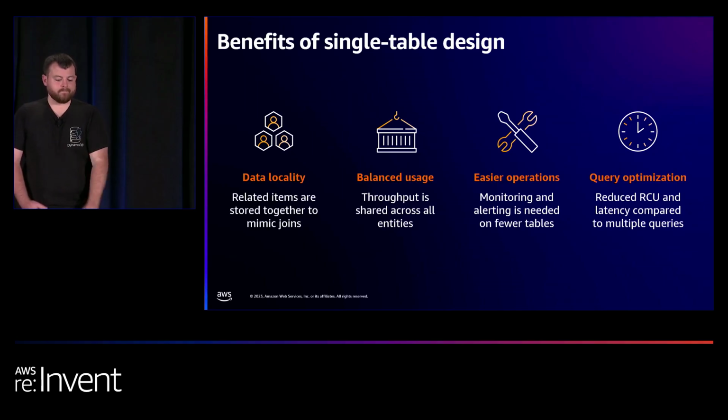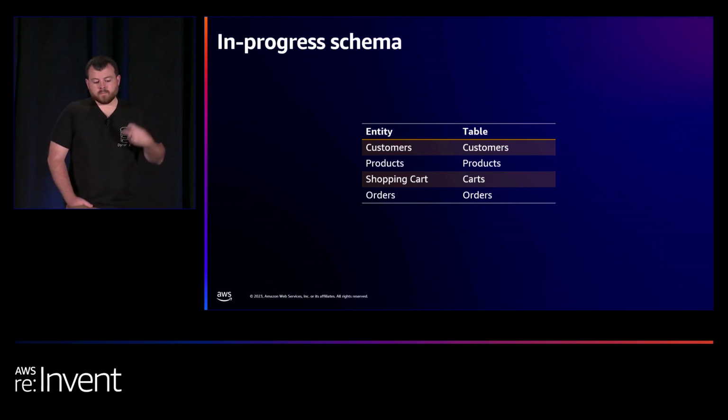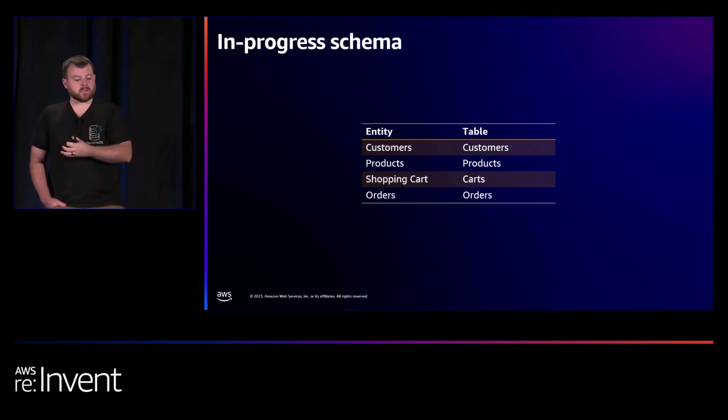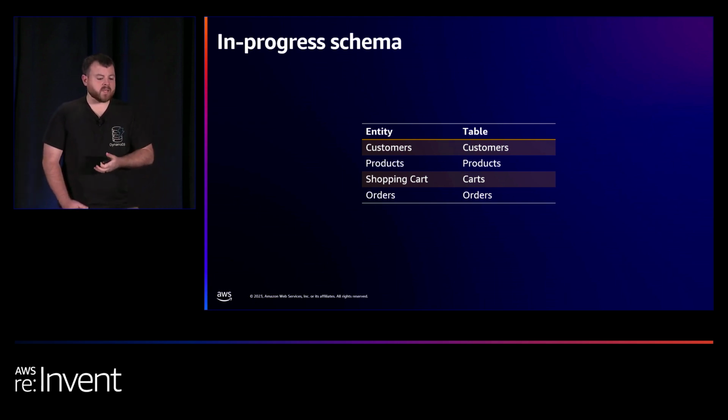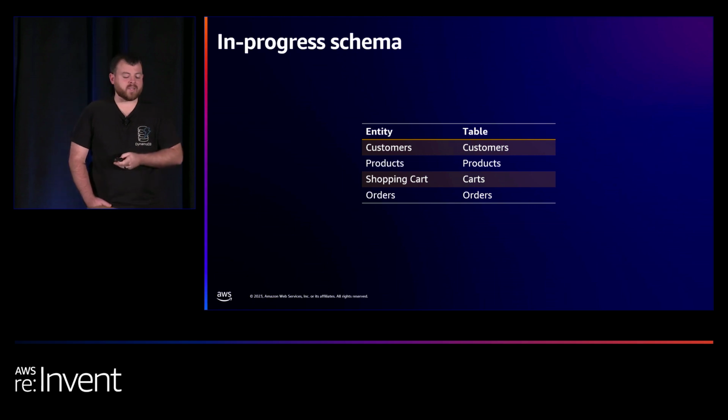And as I said, query optimization: when we return multiple items in the same query, then we can share the RCU amongst them. So right now, let's make the assumption we're going to start with a table per entity. So we've got a customers table, products, carts, orders. Let's just start there. It's usually a good place to start. We don't want to just immediately assume multi-table until we know a little more about what our schema design is going to look like.